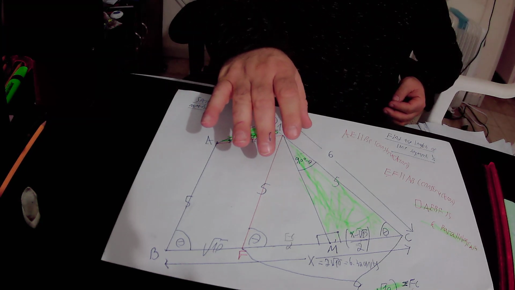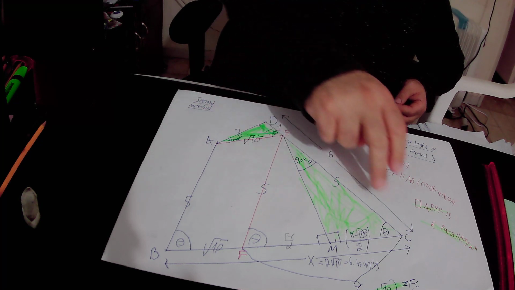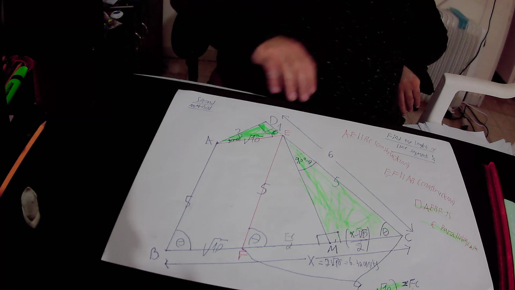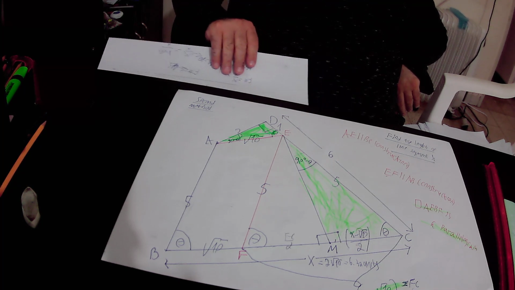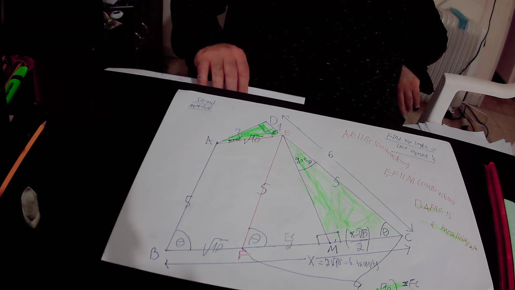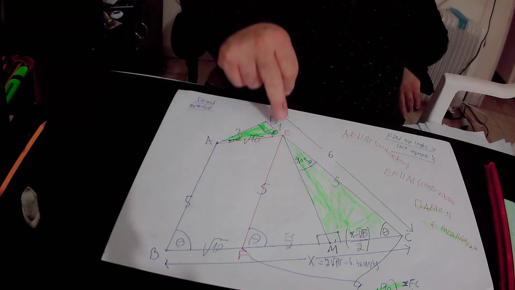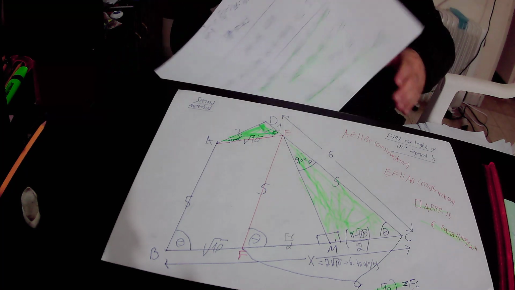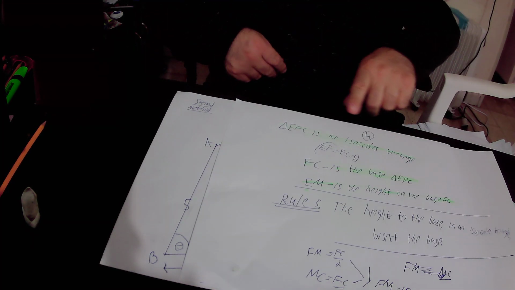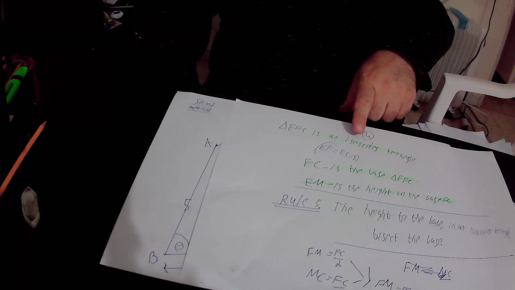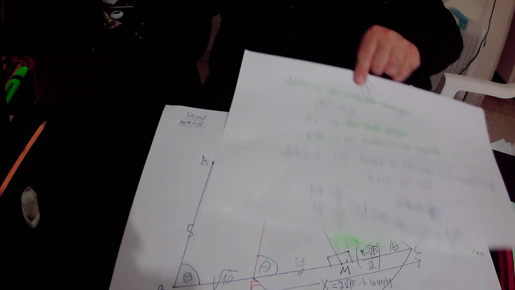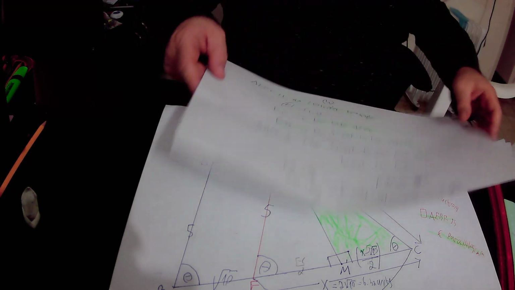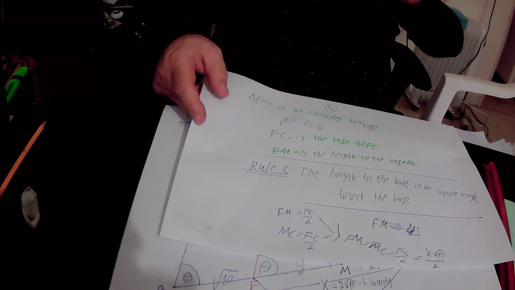Okay, then we focused on the isosceles triangle, triangle FEC. Why is triangle FEC an isosceles triangle? Because side FE equals side EC equals 5 units. And the base of the isosceles triangle EFC is FC. Again, FC is the base of the isosceles triangle EFC.